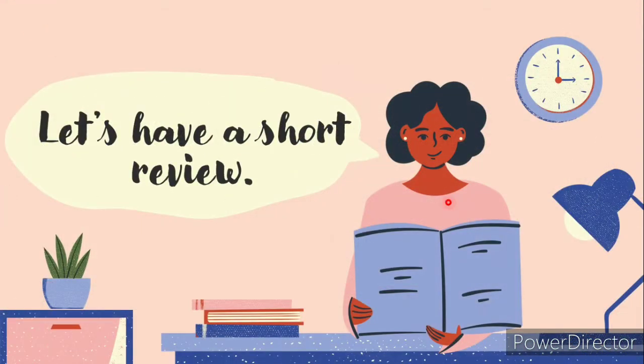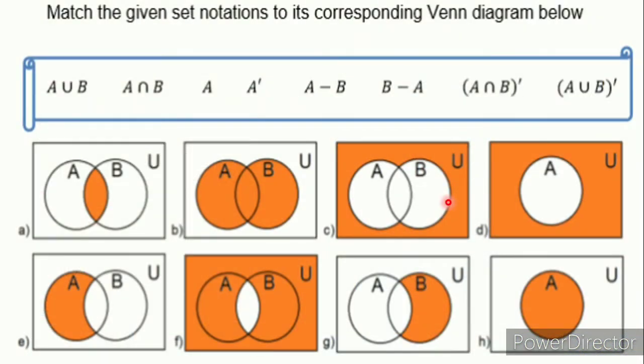Let's have a short review. Match the given set notations to its corresponding Venn diagram below. So look at the shaded part of each Venn diagram. First, we have set A and set B. So the shaded part of this Venn diagram is in the middle of set A and B. So this is the intersection of A and B.